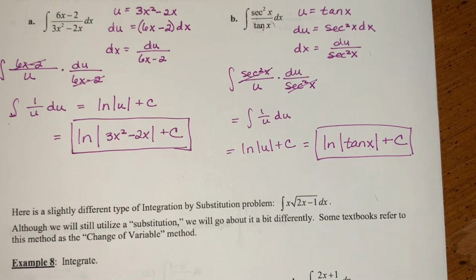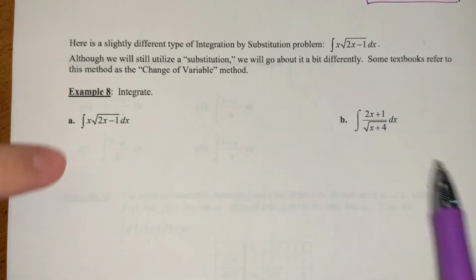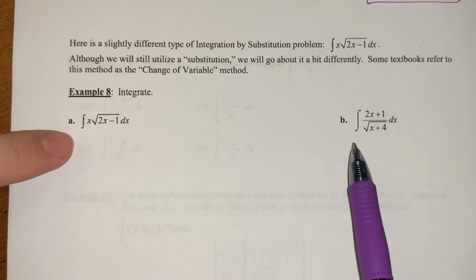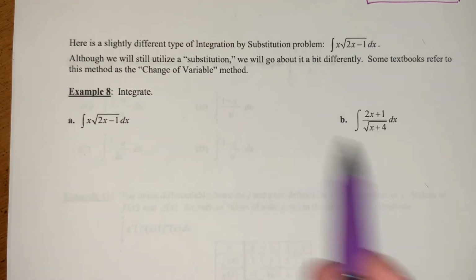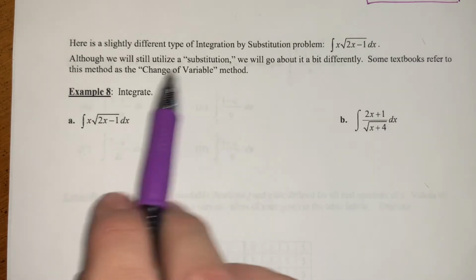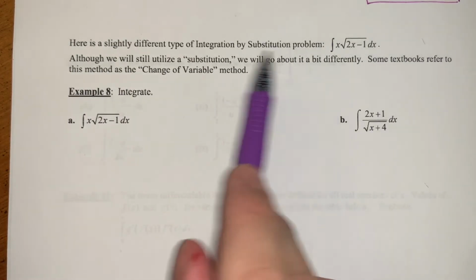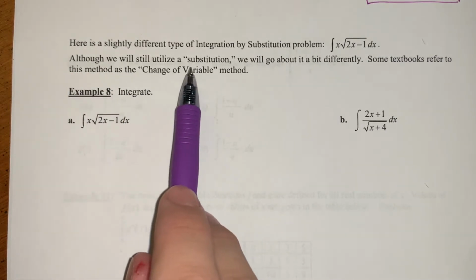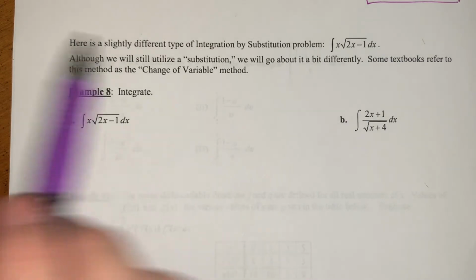All right, so now time for probably the most difficult version of u substitution for integration. So let me remember what was typed here. So here's a slightly different type of integration. Although we will still utilize a substitution, we will go about it a little bit differently. Some textbooks refer to this method as a change of variable method.